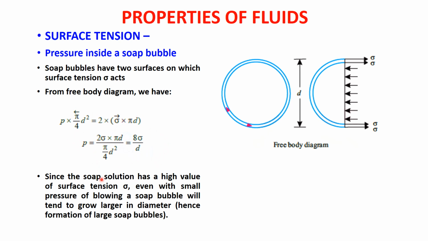Since soap solution has a high value of surface tension, even with a small pressure of blowing, a soap bubble will tend to grow larger in diameter. And so we see that the soap bubbles are not able to diminish in the atmosphere at a lower pressure. Some pressure is exerted and then only these bubbles can burst, or they grow to a larger diameter until the surface tension force is reduced, and then only they burst. Hence the formation of large soap bubbles.